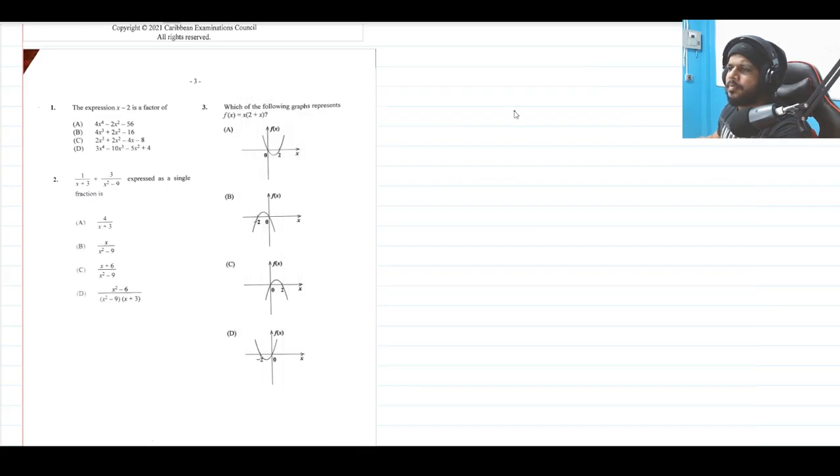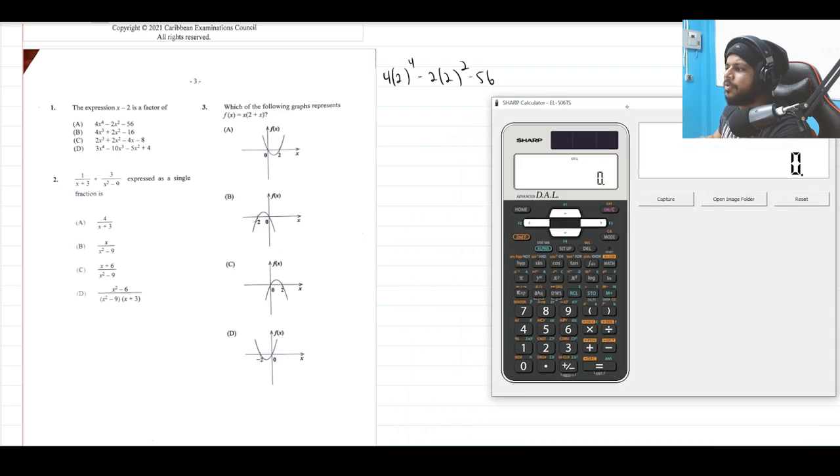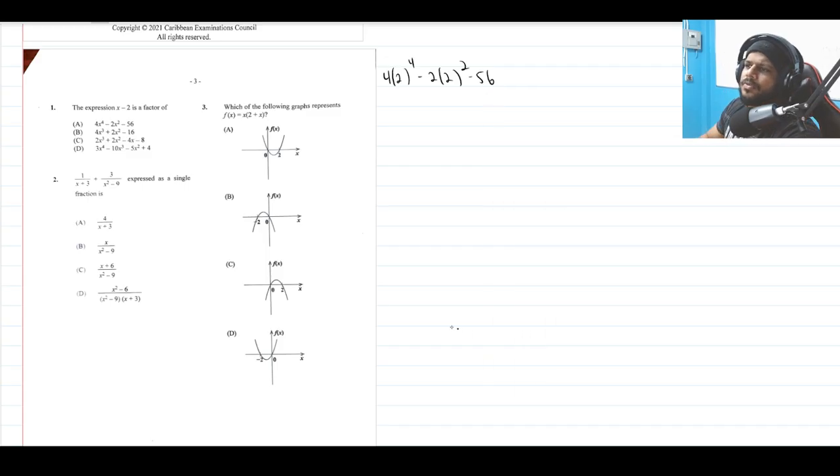The expression x minus 2 is a factor of, so we just substitute x is equal to 2. So we get 4 into 2 to the power 4 minus 2 into 2 squared minus 56. If we get 0, then brother man, you are a factor. 4 into 2 to the power 4 minus 2 into 2 squared minus 56 equals 0. So the answer for number 1 would have been A.